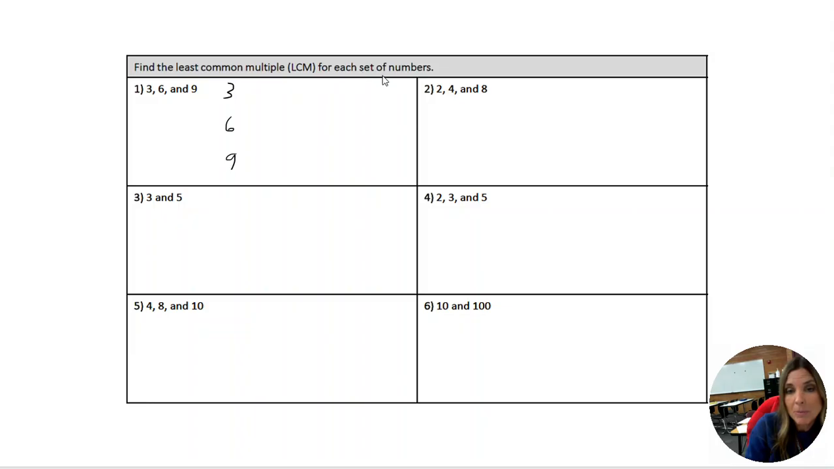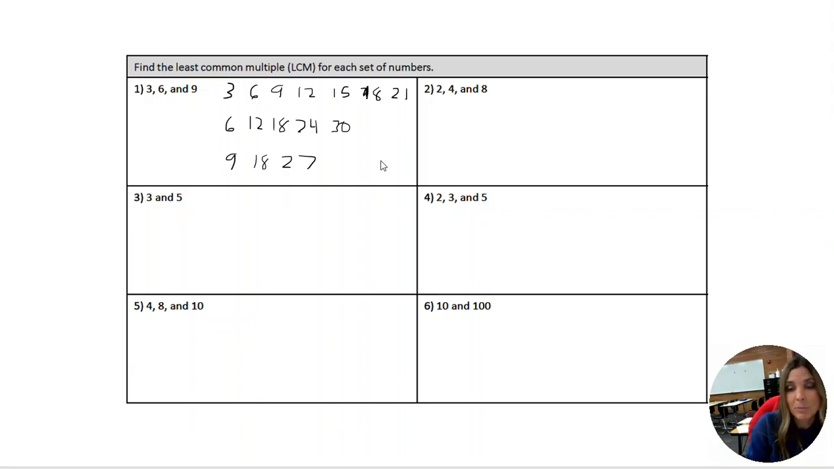So multiples of 3 would be 3, 6, 9, 12, 15, 18, and then 21. I think that's going to be high enough actually. And then 6 times 1 is 6, 6 times 2 is 12, 6 times 3 is 18, 6 times 4 is 24, 6 times 5 is 30, and I think that should be enough. And then multiples of 9. 9 times 1 is 9, 9 times 2 is 18, 9 times 3 is 27.